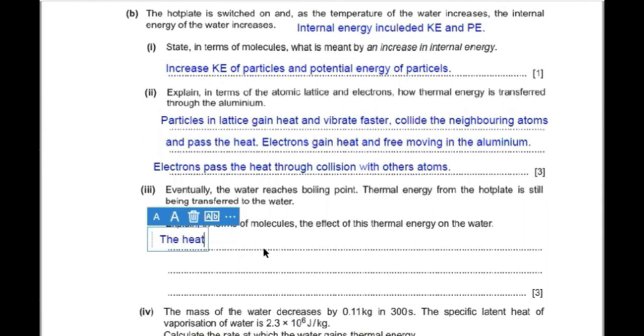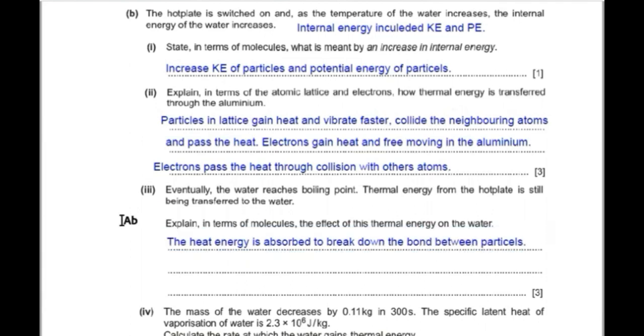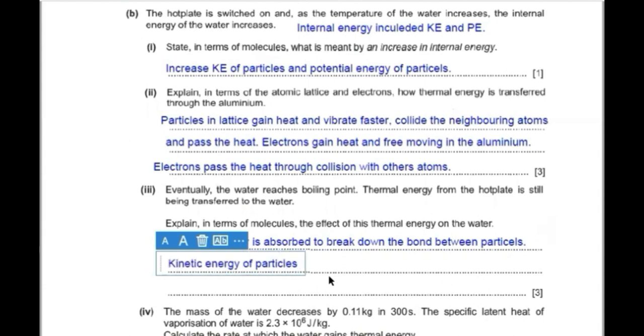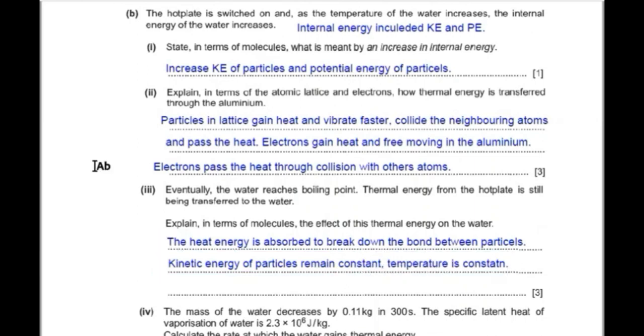The heat energy is absorbed to break down the bond between particles. Temperature, you need to talk about the kinetic energy. So kinetic energy of particle remains constant because of boiling point. So temperature constant. So KE increase, temperature increase. But this one is KE constant, so temperature also constant. Then what energy increases? So potential energy of particle increases.